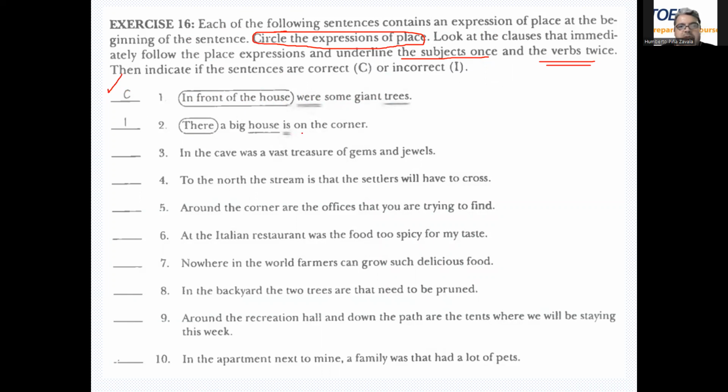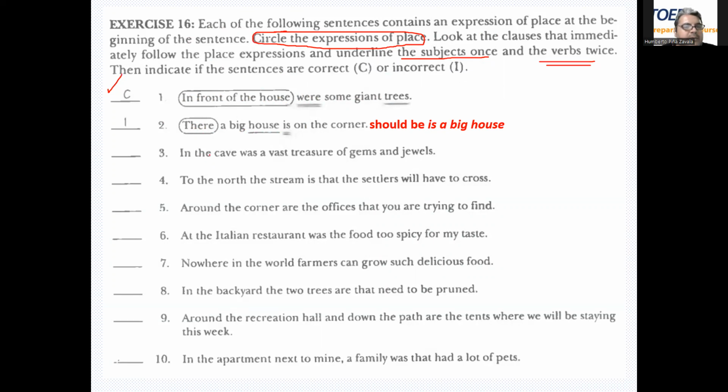There, a big house is on the corner, right? Here, I need that expression, there. So there is a big house on the corner, okay? So now is the time for you to pause the video and try to answer this. And when you finish, you come back and check your answers. So pause the video now and I'll be here when you come back.